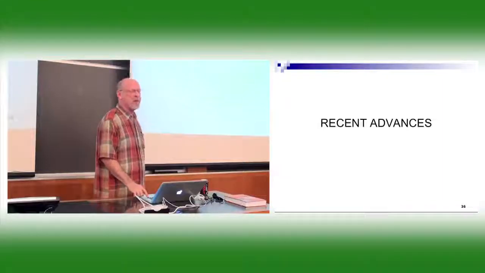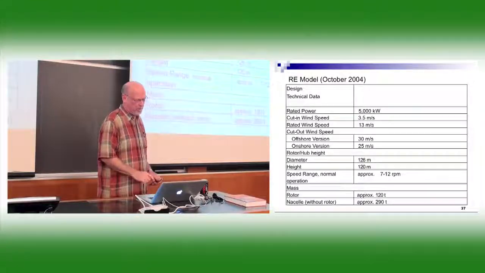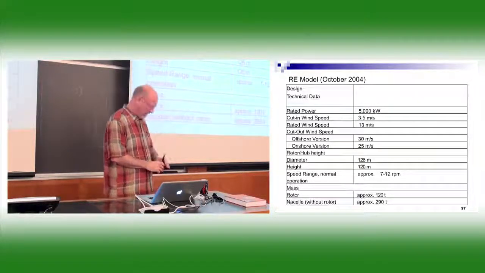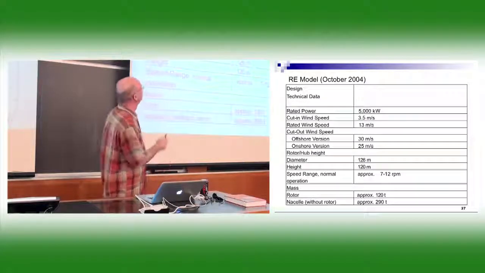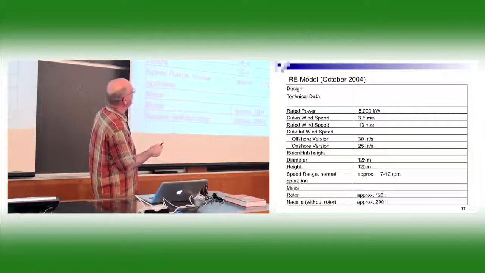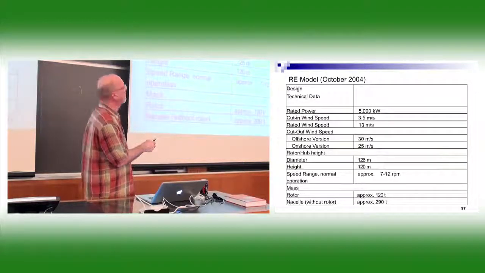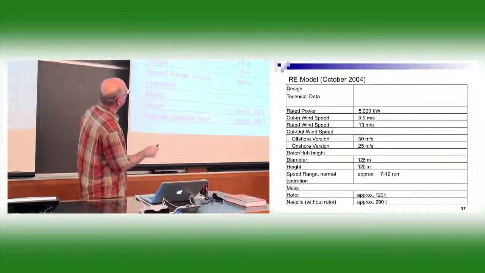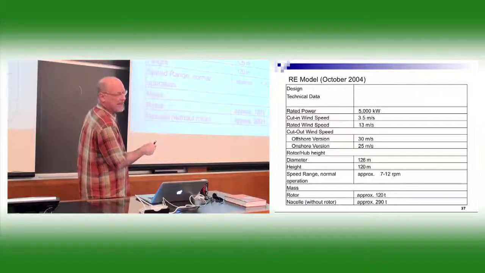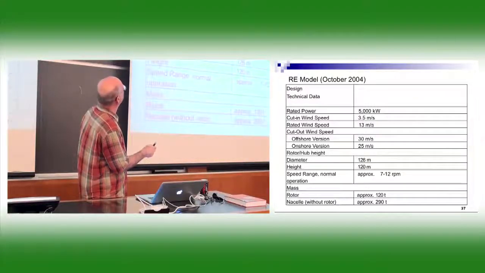Let's look at some of the modern ones now, and maybe show some pictures of wind turbines. I talked about the European one. It started out at 5 megawatts, it's now 7. Its cut-in speed is 3.5 meters per second. Nothing happens till then, right? Its rated wind speed is 13 meters per second. That's a high wind speed, but that's what it's rated for. The cut-out speed depends on the version.